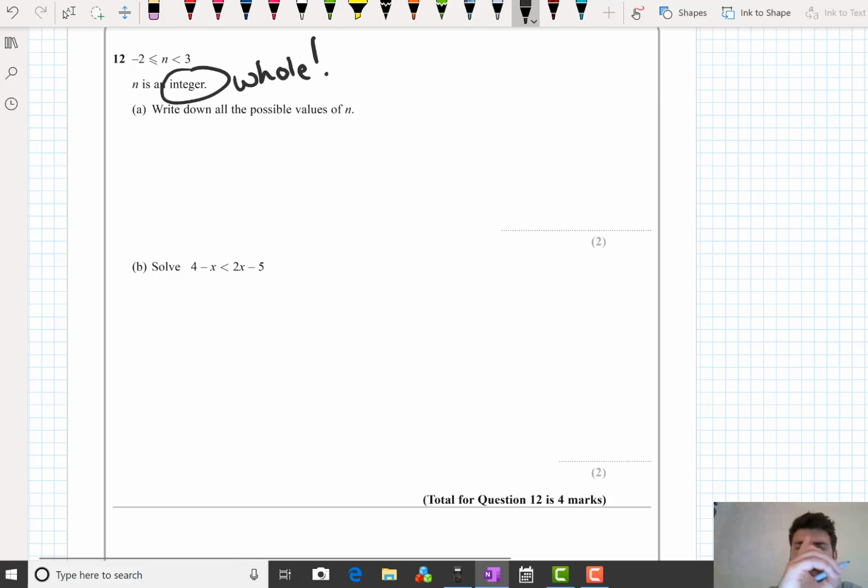So it can be negative 2. It can be bigger than it, so the next whole number is minus 1. Bigger than that, 0. Bigger than that, 1. Bigger than that, 2. It says that n is less than 3 though, so I'm not allowed to put 3. Of course if it had the inclusive inequality sign like that, I could, but it doesn't here. So I've got 5 values and it's 2 marks.